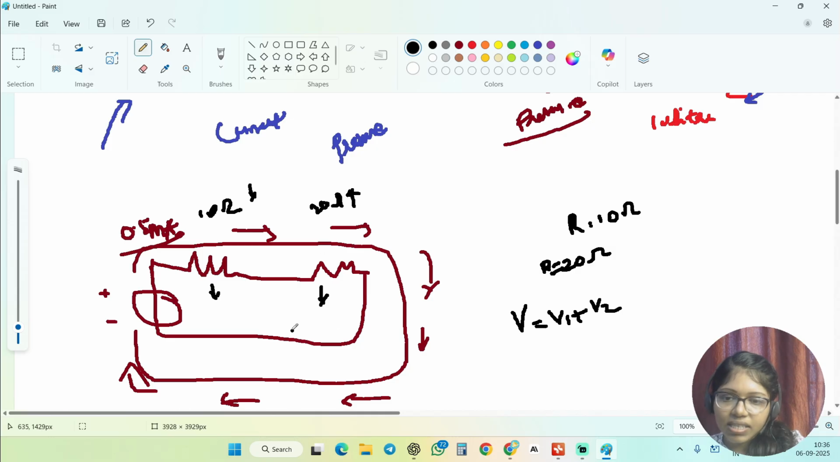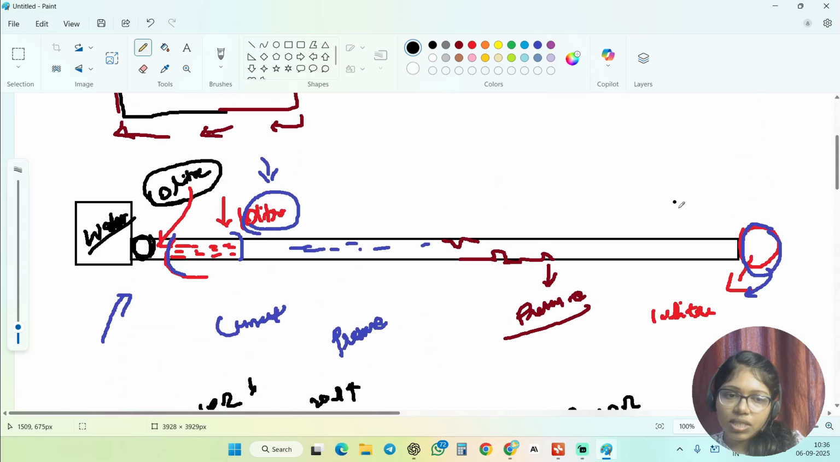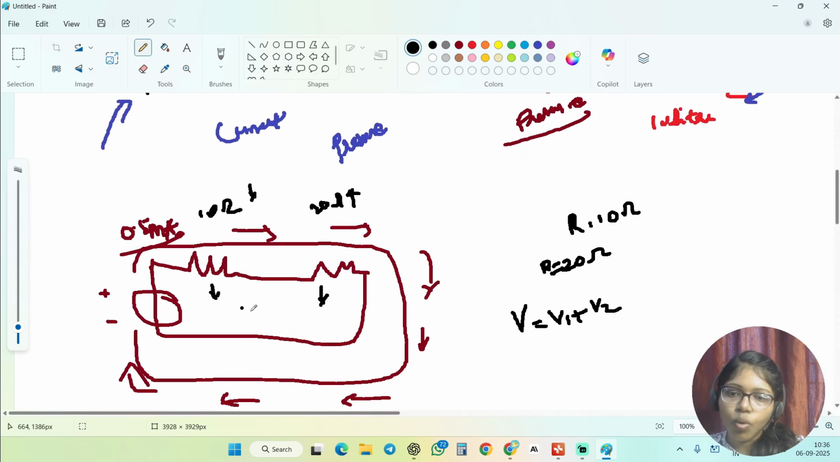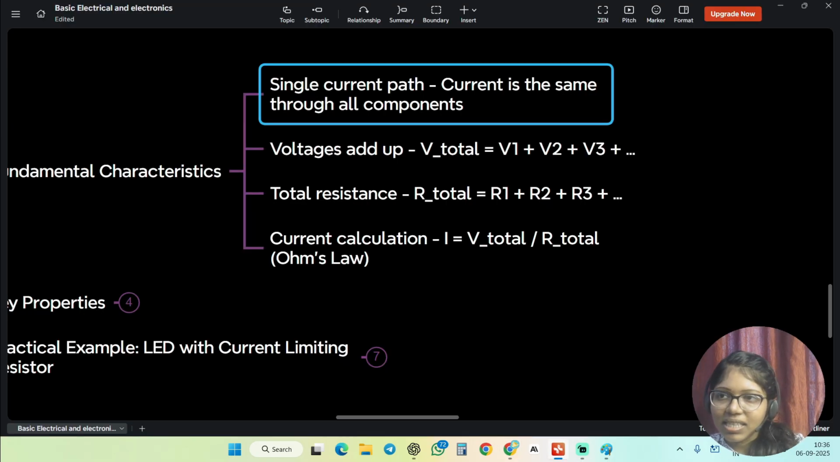So whenever you think of a series connection, keep this pipe example in mind. How much water you push into this pipe, the same amount you get outside. Because of the pipe size, if there are different sizes, only the pressure differs, but what amount you give inside this pipe, the same amount you get outside. So in a series connection, the current is not going to change. That is the important logic to understand in series connection, guys.